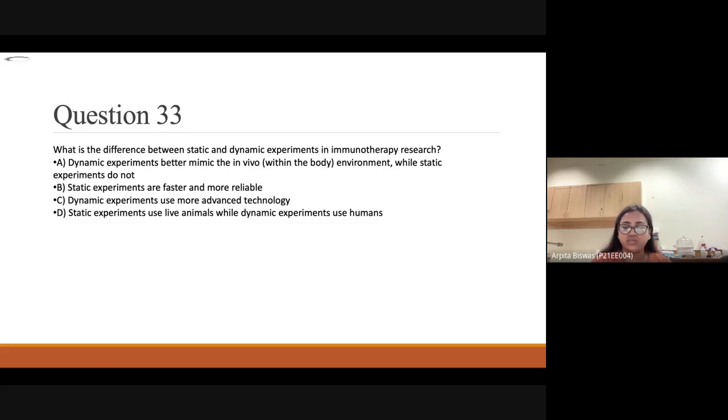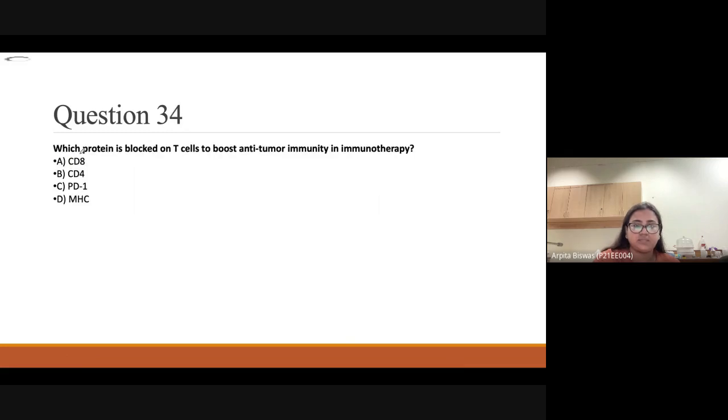So the right option for question 33 is option A, dynamic experiments better mimic in vivo environment, while the static experiments do not. Okay. Next is question number 34. Which protein is blocked on T cells to boost the anti-tumor immunity in immunotherapy? First option is the CD8. Second option is the CD4. Third option is the PD1, and the fourth option is the MHC.